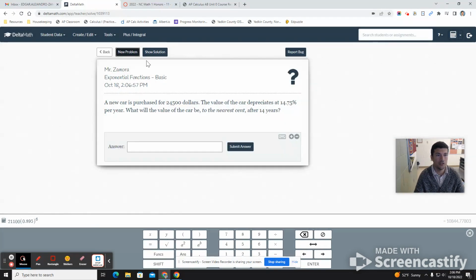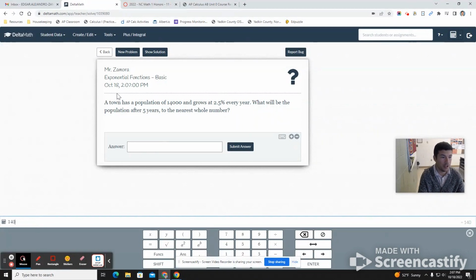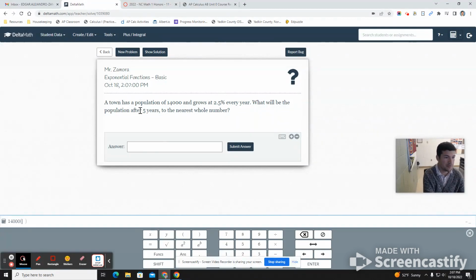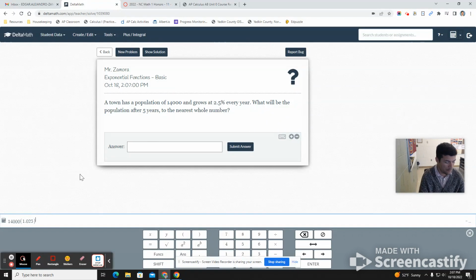Okay. I can also look at a problem. Let's look at a problem with growth. If I'm growing by a percentage, all right, I know that my calculation is going to be A, or 14,000 for this problem, times B, or 1 plus my decimal. That is going to be 0.025. All right, so I'm moving this 2 places to the left. All right, in other words, that's 1.025, which gets raised to the 5th power.